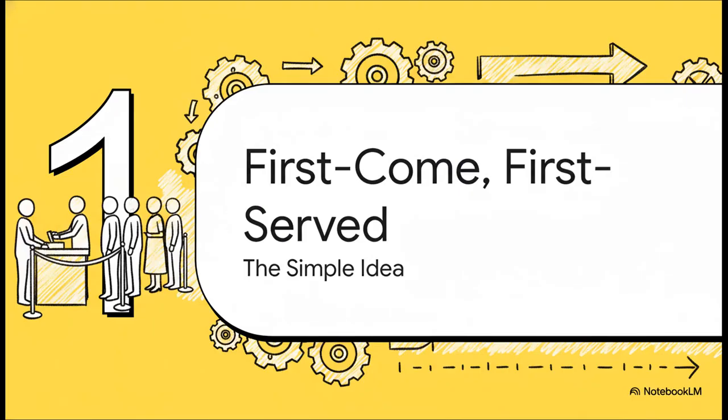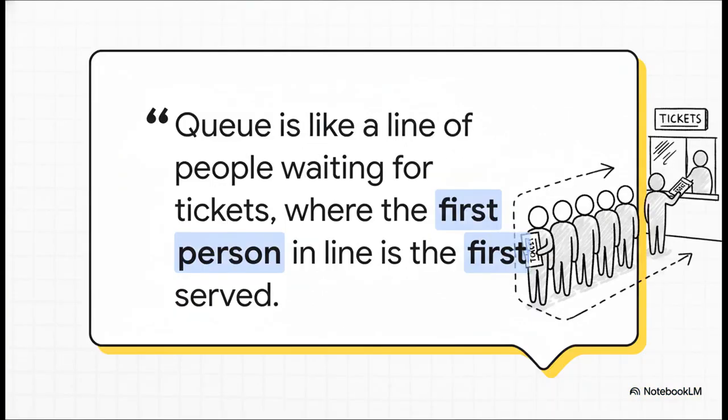Okay, let's kick things off with a concept that is just completely intuitive. It's all about fairness. It's all about order. This right here, this analogy is everything. Seriously. If you can picture a line for movie tickets or for coffee, you already understand about 90% of what a queue is. It's that unwritten rule we all live by, first come, first served.